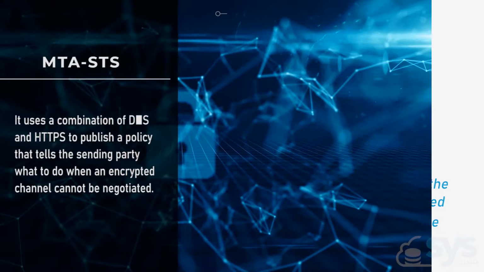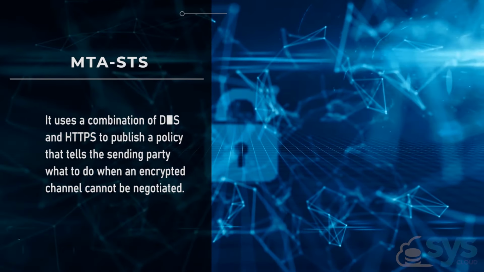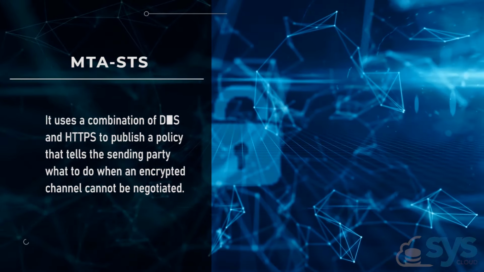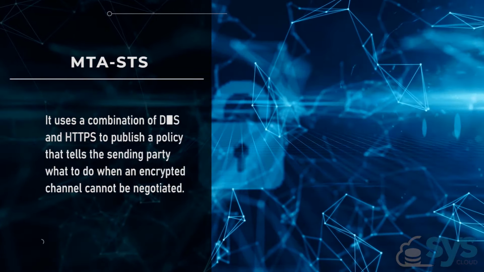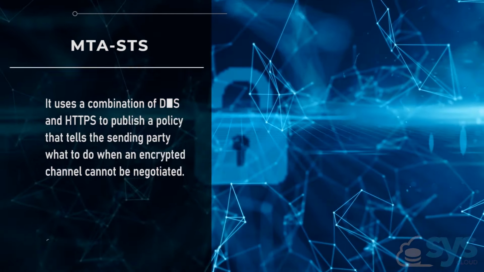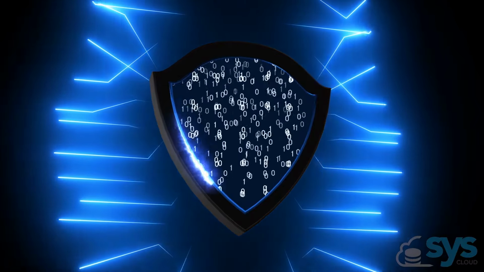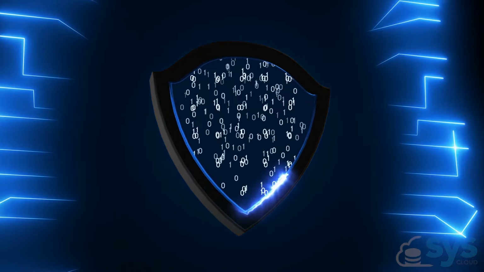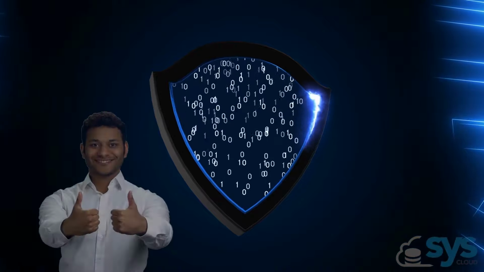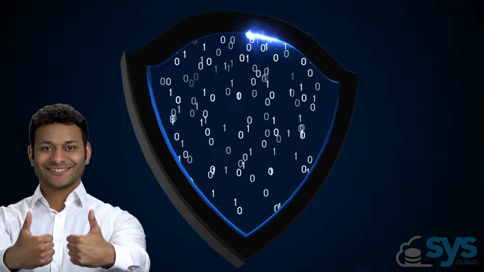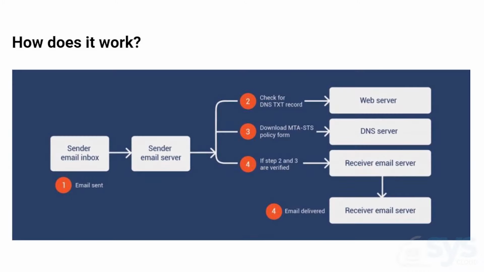It uses a combination of DNS and HTTPS to publish a policy that tells the sending party what to do when an encrypted channel cannot be negotiated. In other words, configuring MTA-STS addresses the fundamental flaw with the SMTP protocol and definitely gives your Gmail security an upgrade. Let's now do a deep dive on how MTA-STS works.